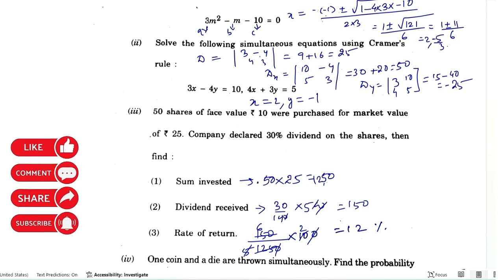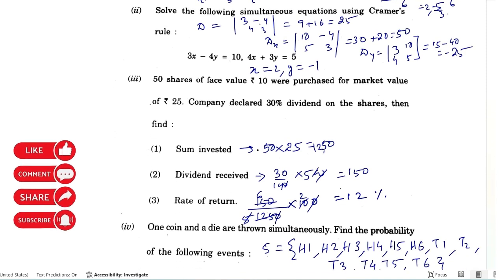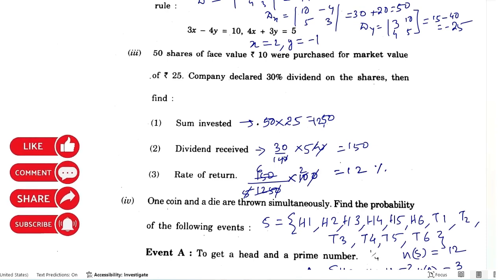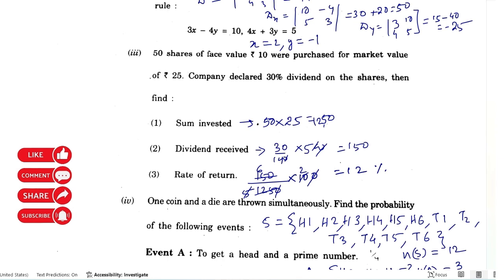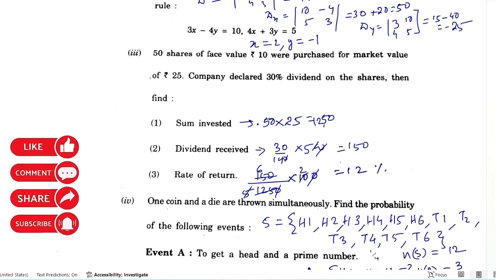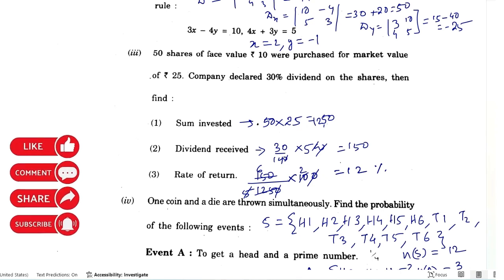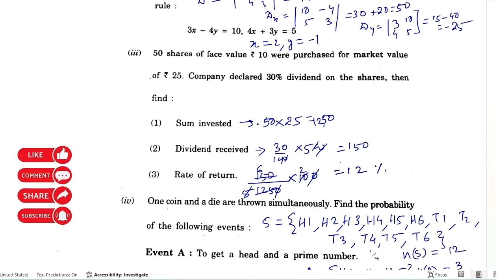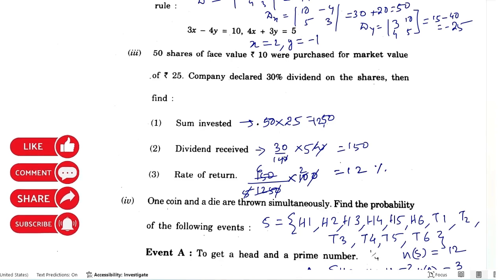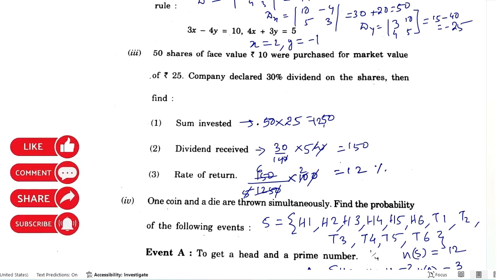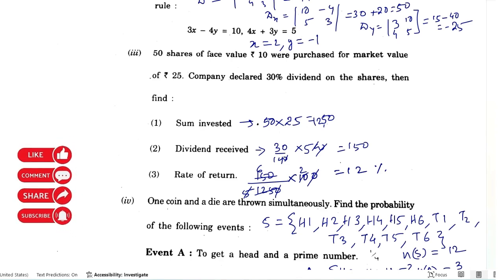Third one is based on financial management. 50 shares of face value 10 were purchased for market value 25. And the company declared 30% dividend on the share. So we have to find sum invested. So obviously the face value is 10, but the market value is 25, which means the shares have been bought at premium. So if 50 shares have been bought at 25 rupees, so sum invested has to be 50 into 25, which is 1250. Dividend is always paid on face value.